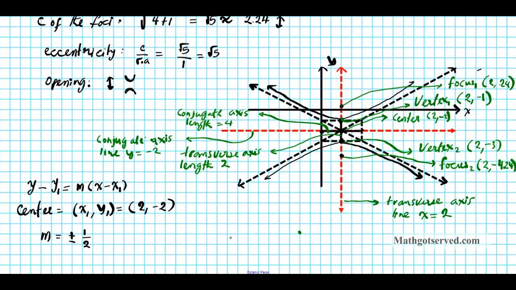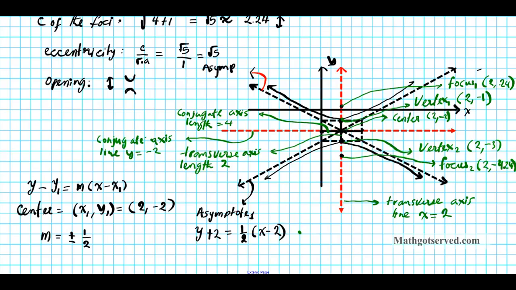The one that's going up is the one with a positive slope. Let's write down that equation. This is asymptote 1: y minus y1, and y1 is -2, so minus minus makes it a plus: y plus 2 equals m, positive slope, 1/2 times x minus x1, x minus 2. So that's the equation of asymptote 1. Asymptote 2 just has the opposite slope of this. So asymptote 2 is up here. Let's label that. This is asymptote 2.